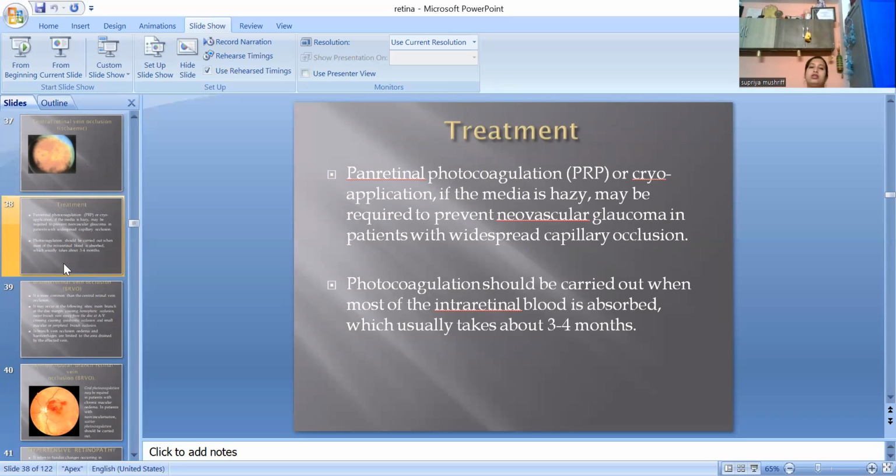Treatment. Pan-retinal photocoagulation or cryo application if the media is hazy may be required to prevent neovascular glaucoma in patients with widespread capillary occlusion. Now, what is the treatment of ischemic CRVO or non-ischemic CRVO? Most commonly, it is pan-retinal photocoagulation because in both the cases there will be ischemia. In ischemic CRVO, there will be more ischemia, but in non-ischemic also there will be some percentage of ischemia. So pan-retinal photocoagulation and cryo application, if media is hazy, may be required to prevent neovascular glaucoma in patients with widespread capillary occlusion.